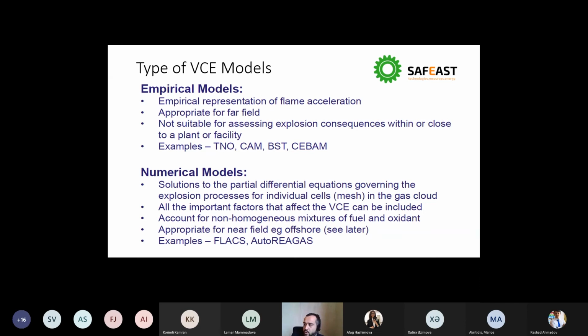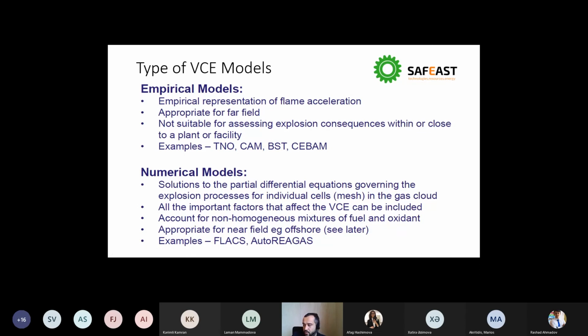So we do empirical models. There are certain examples: the TNO model, the CAM model, the BST model. One of them, for example TNO, is widely used for onshore explosion modeling, specifically in the oil and gas industry. And there are also numerical models, which are solutions to differential equations.